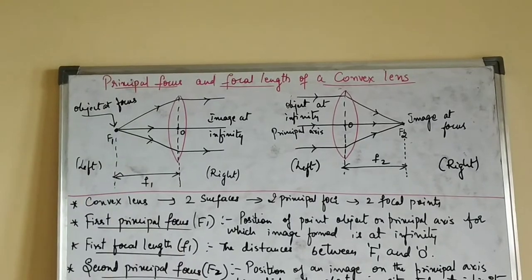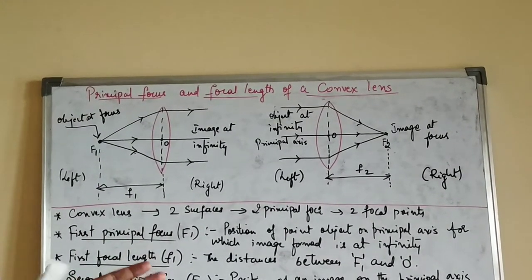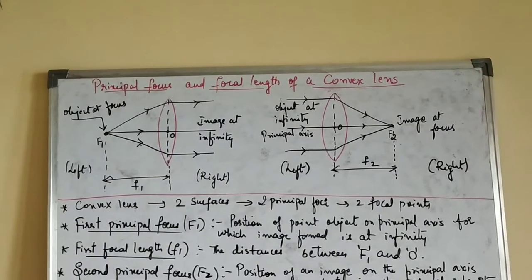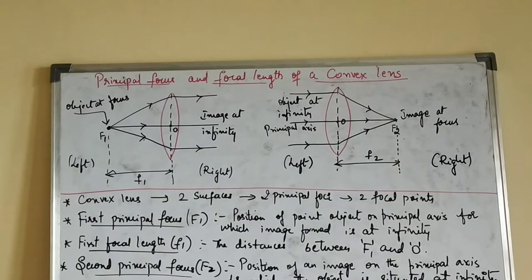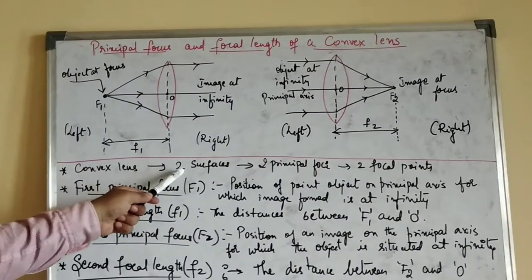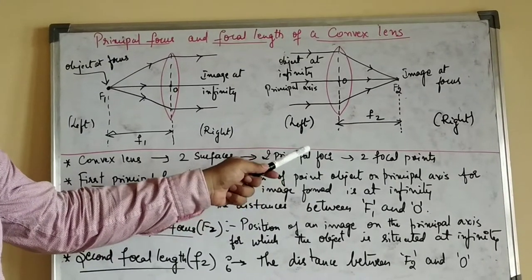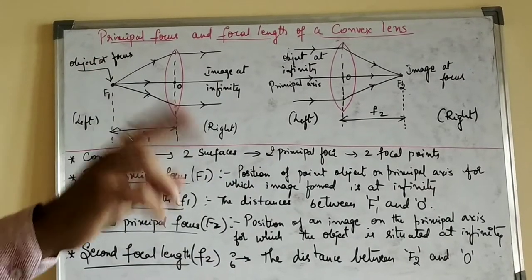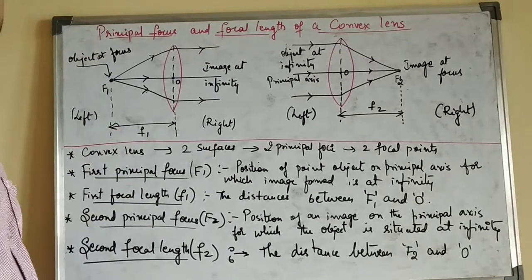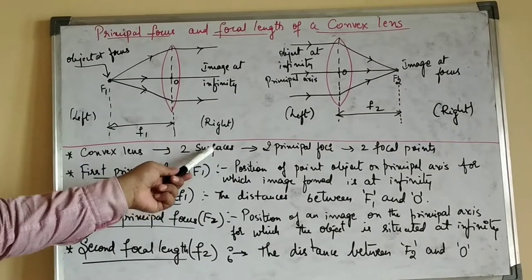Since there are two spherical surfaces, whatever terms we had for mirrors, there is only one focal length and only one principal focus for a mirror. Why? Because it has only a single spherical surface. Now the lens has two spherical surfaces. That's why you have two focal lengths and two principal foci. Foci is the plural of focus. Since you have two principal foci, obviously you should have two focal points.